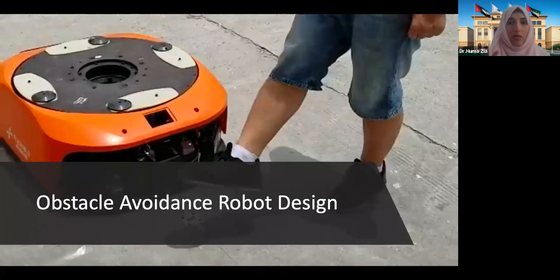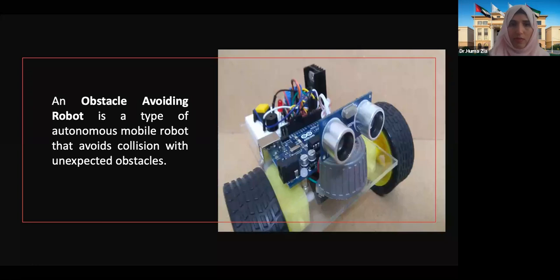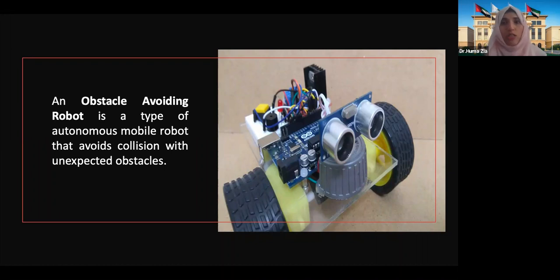Okay, now I'm going to talk about the design of an obstacle avoidance robot. An obstacle avoiding robot is a type of autonomous mobile robot that avoids collision with unexpected obstacles. It's a very simple robot that you can build either with only a single ultrasonic sensor, or you can have ultrasonic sensors all around it to detect obstacles from all the sides.